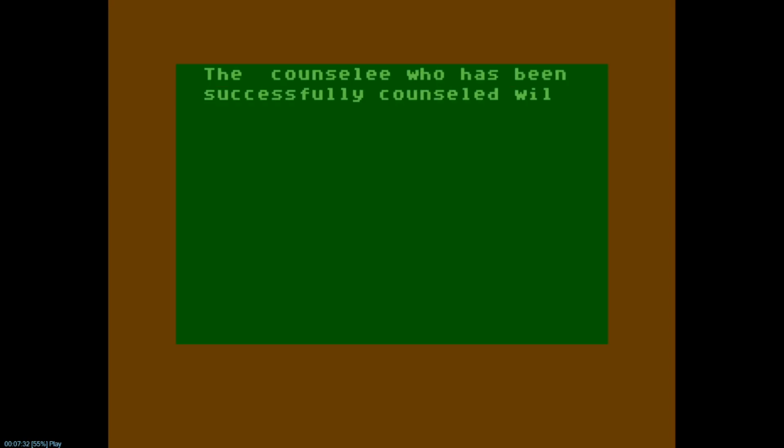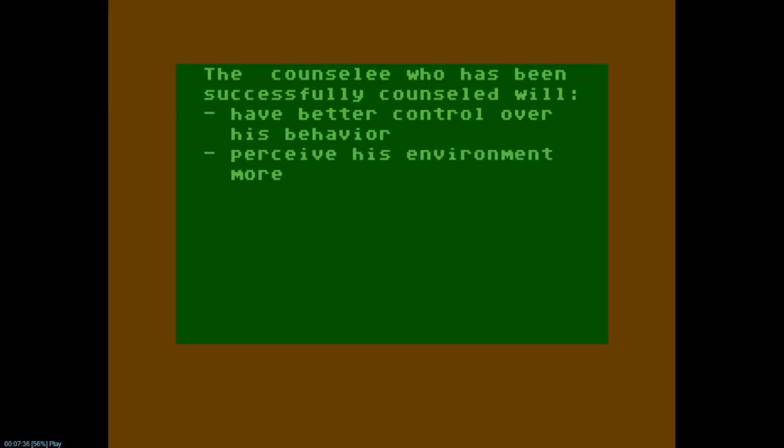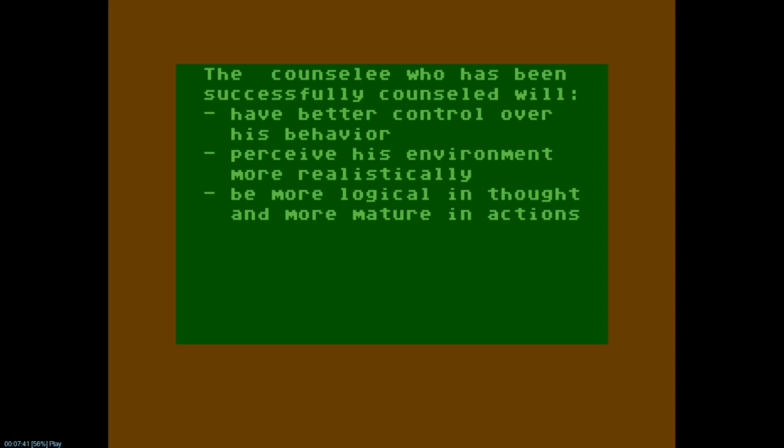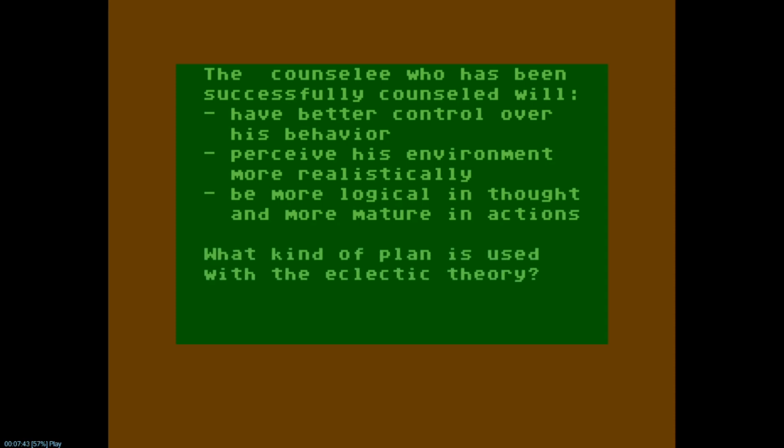Once the sessions are completed, the counselee who has been successfully counseled will have better control over his behavior, will perceive his environment more realistically, will be more logical in thought, and more mature in actions. What kind of plan is used with the eclectic theory?